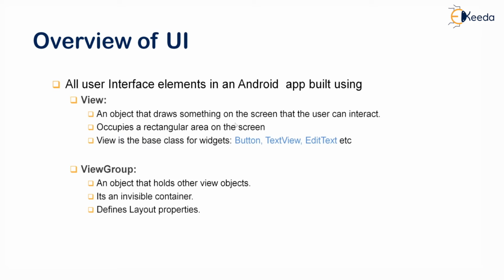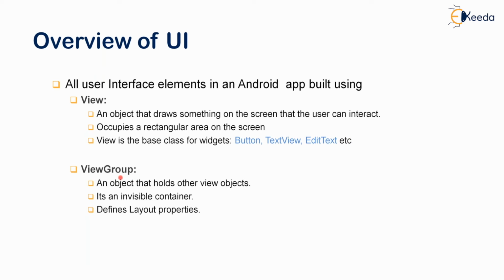Next, the hierarchy of the Android layout. The user interface in Android is built using two components, that is views and view groups. A view is nothing but a rectangular area on the screen where the user can interact. So it is going to draw something on the screen. Basically, a view is something you draw on the screen and where the user will interact with it.